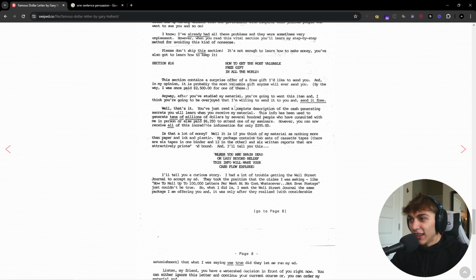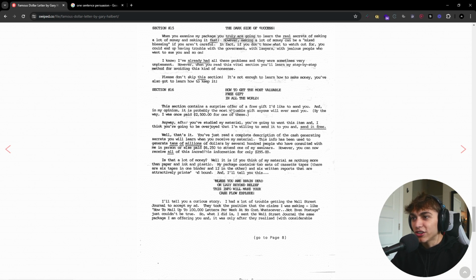Next, last section, he goes through and he says, this section contains a surprise offer of a free gift I'd like to send you. Basically, some sort of incentive to make you act. And in my opinion, it is probably the most valuable gift anyone will ever send you, building so much FOMO, fear of missing out. He's creating FOMO here. He makes you want to know that this is one of the most valuable things ever.